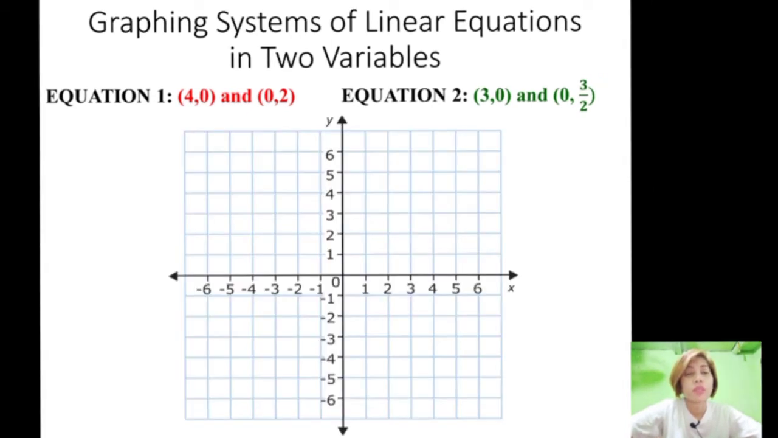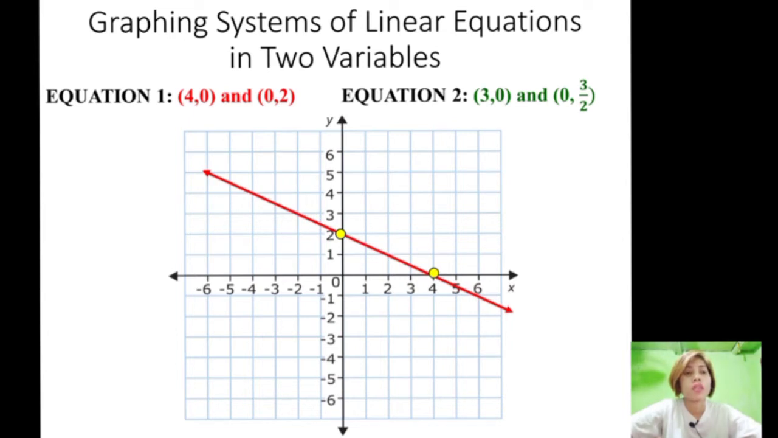So, here is our Cartesian plane. Let's locate the equation number 1. So, (4, 0). So, sa x-axis yan. Hanapin natin yung 4 sa x-axis. Ayan po. And then, (0, 2). Hanapin naman natin yung 2 sa y-axis. So, nasa taas yan. So, ayan po yun. And then, i-join po natin using a line yung dalawang points. So, ayan po yung graph for equation 1.